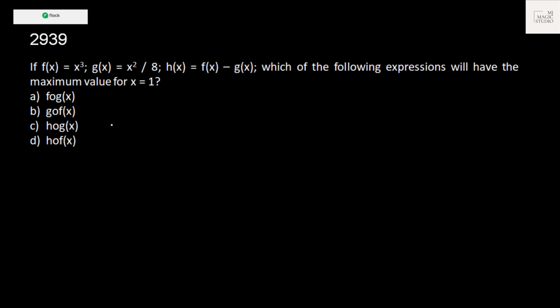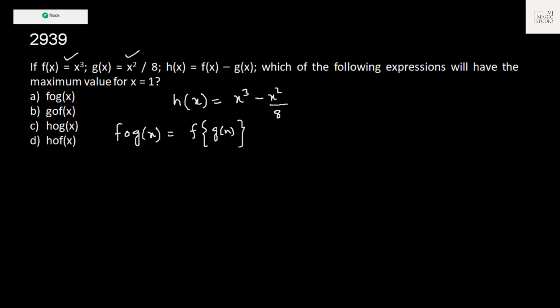Functions of functions. Function f(x) is x cube, g(x) is x square by 8, h(x) is f(x) minus g(x). So first form h(x), which is x cube minus x square by 8. Which of the following expressions will have the maximum value for x equals 1? Now what is FOG? This is function of g(x). That means in f(x), in place of x, we will put g(x). So this will be equal to (x square by 8) whole cube.